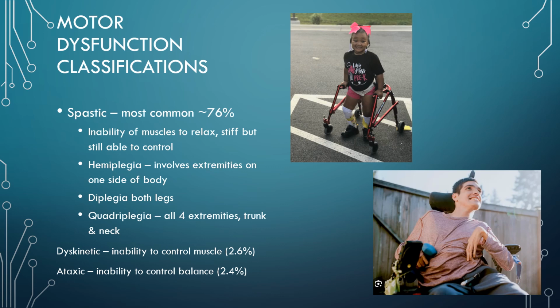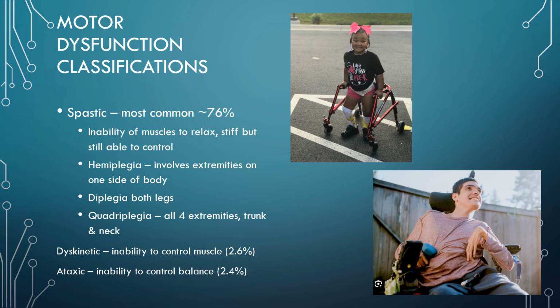The back of their Achilles, the whole muscle is very, very tight and can get shortened over time. So very difficult time walking or learning to pull up and walk and do the normal things that you would do in normal development. Hemiplegia involves extremities on one side of the body. Diplegia would involve both legs, and then quadriplegia would be all 4 extremities, trunk and neck. Dyskinetic and ataxic are your much less common types of cerebral palsy.